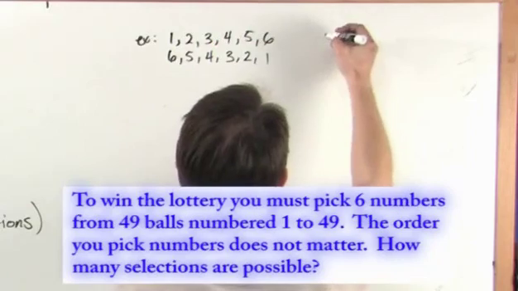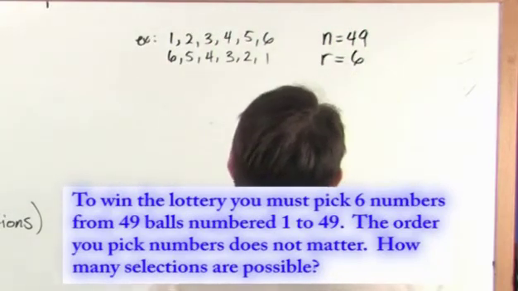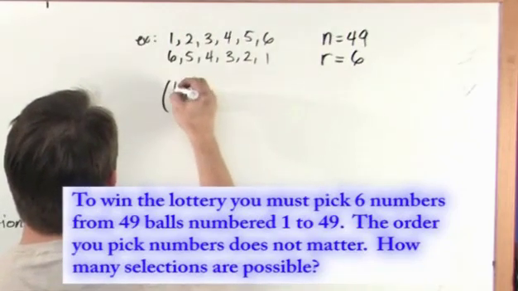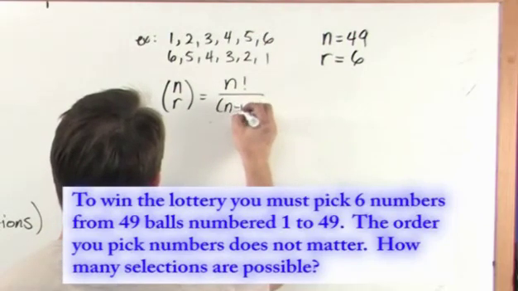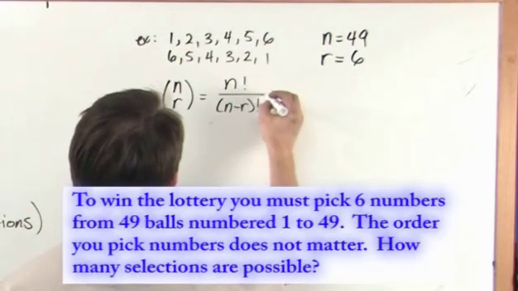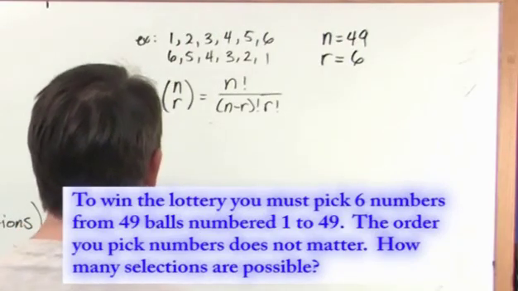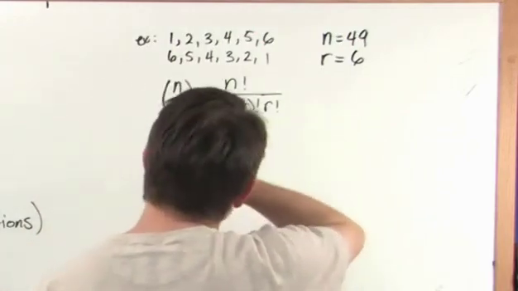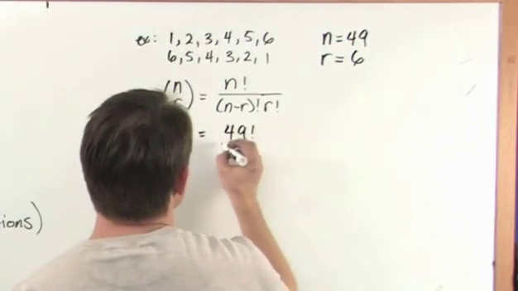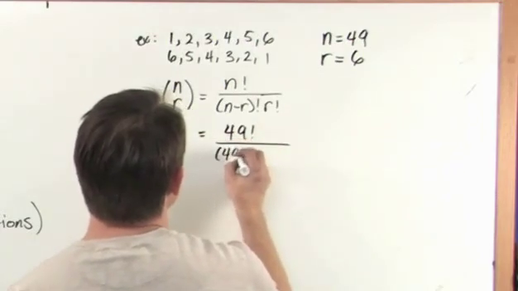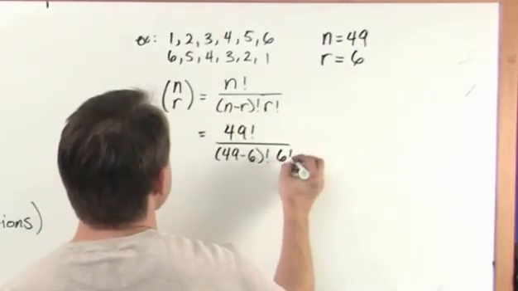Okay. So the number of balls is 49, so I have 49 elements, and I'm taking them 6 at a time. So r is 6. The number of combinations is n factorial over n minus r factorial times r factorial. Let's plug it in and see what we get. n is 49 factorial. On the bottom, you'll have 49 minus 6 factorial, times 6 factorial.